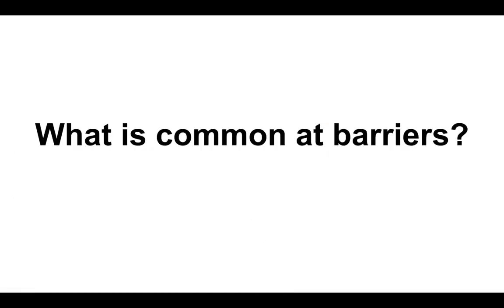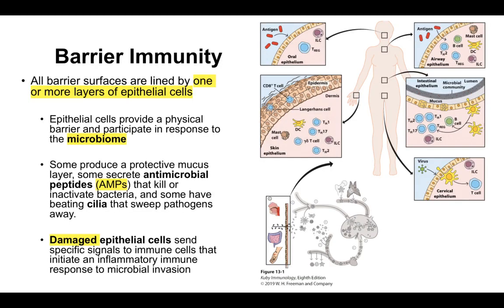So what is common at barriers? If we look at some of the main things, there tend to be one or more layers of epithelial cells. Epithelial cells are common at many different barrier sites. Having a microbiome, so microbes that exist there, is common. The production of antimicrobial peptides is common. And signaling to immune cells if there's damage to that epithelium is common.